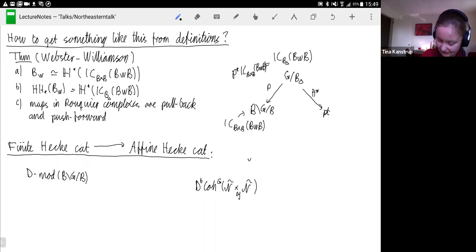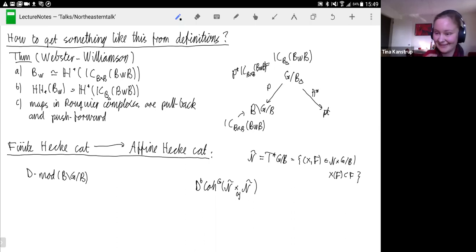So N tilde is the cotangent bundle of the flag variety. And in terms of entries, this is just a nilpotent matrix and a flag where my matrix preserves the flag. So just the same conditions as we saw above, and this is part of the point.